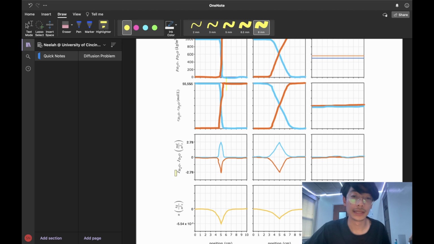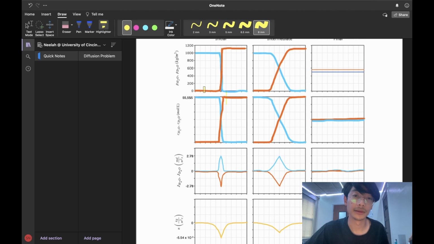One more thing about the molar concentration. We know that the standard molar concentration of water as well as D2O is actually 55,555. That's why there's this value at the top. And again, it gets halved when it reaches equilibrium.